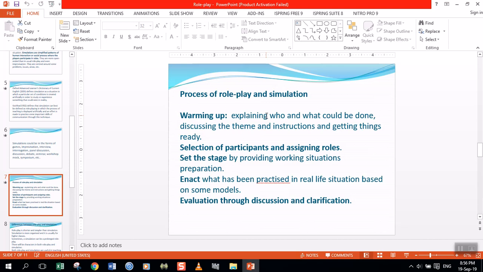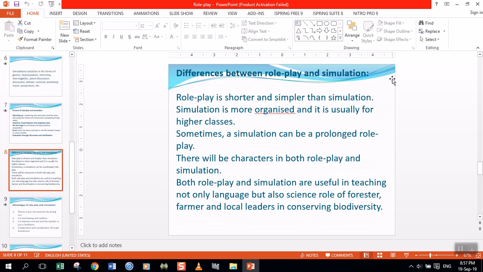So that is the evaluation part, the final stage of role play and simulation. Now the difference is that role play is shorter and simpler than a simulation. Simulation is more organized and usually for the higher classes. Sometimes a simulation can be a prolonged role play, I mean, part of the role play. There is a character in both, both role play and simulation.